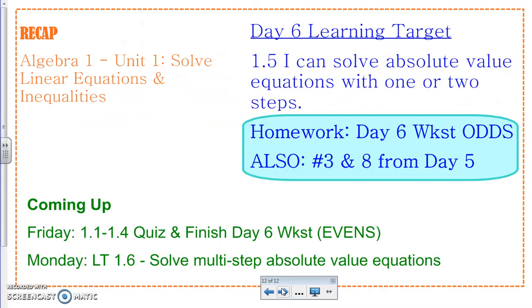And that wraps up the absolute value notes for solving 1 and 2-step equations that use absolute value. So that's target 1.5. At this point, you should be able to do the odds from day 6 worksheet, and then you're expected to end up doing the evens after we take the quiz the following day. So at some point, plan on day 6 being completely done. First day of it, just do the odds. And then don't forget to go back to day 5 and try out some more word problems. So my suggestion today is try number 3 and 8.